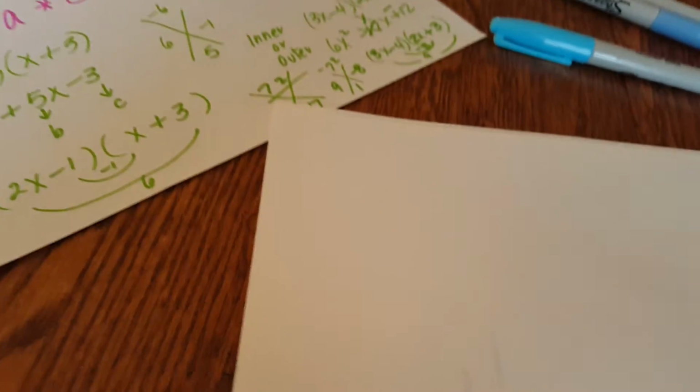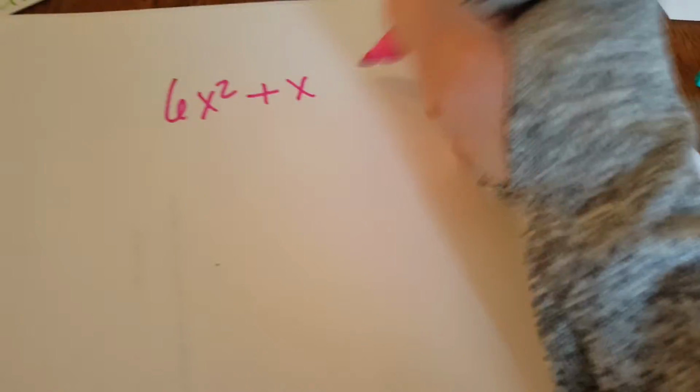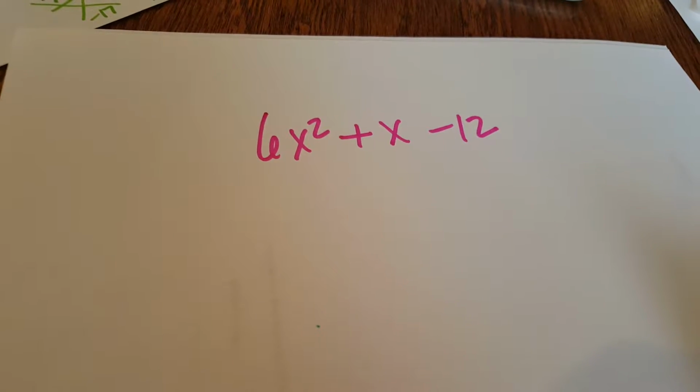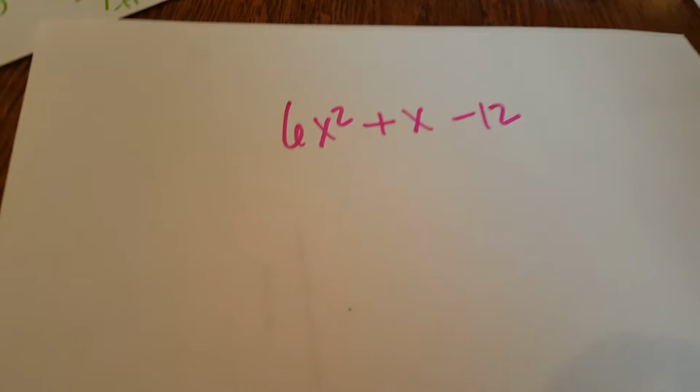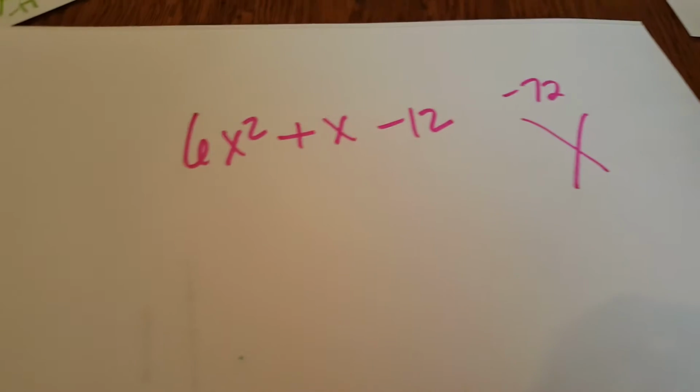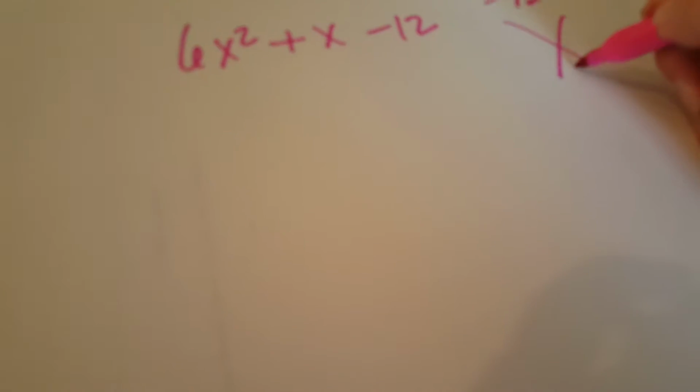All right, let's look at one more. Here again, step it up a little bit. All right, so let's try this one. 6x squared plus x minus 12. All right, A times C method. 6 times negative 12 is negative 72. I want to multiply to get negative 72, but have a difference of 1.